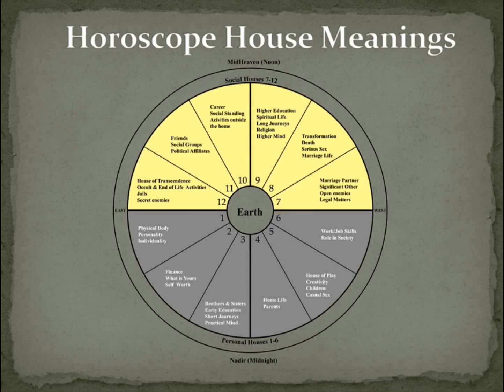The sixth house primarily deals with your work life, type of work you do, and your job skills. To master this house, a person must develop some type of job skill or trade in order to be a productive member of society.